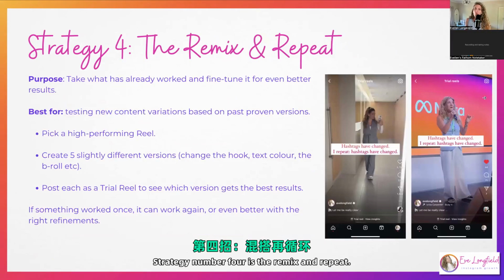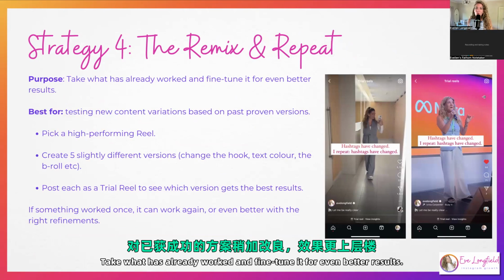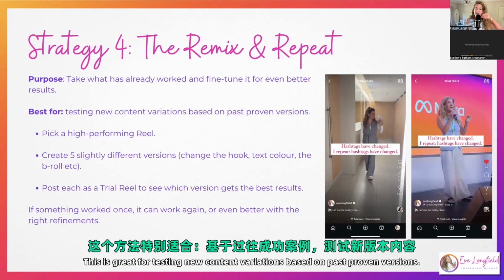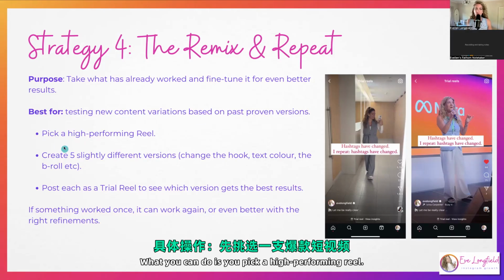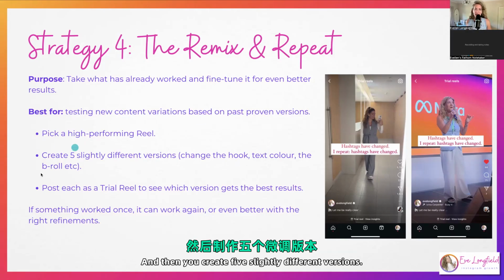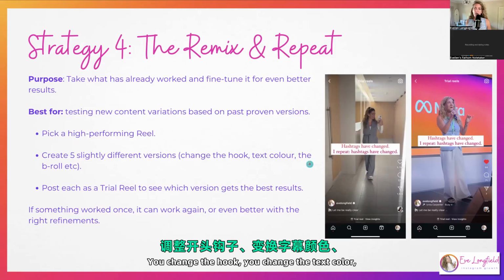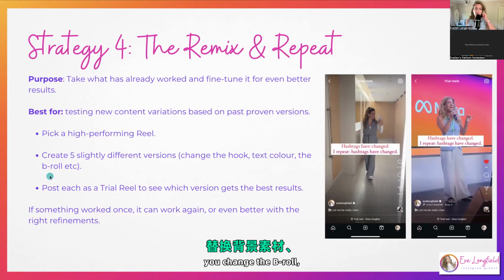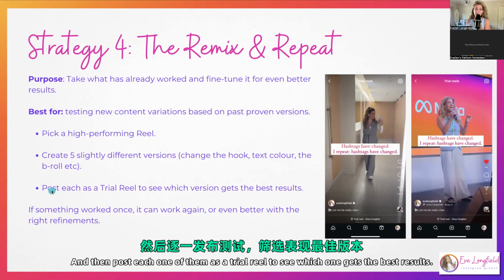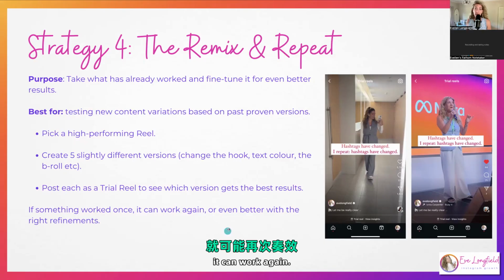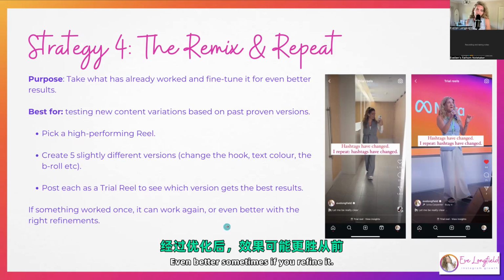Strategy number 4 is the remix and repeat. Take what has already worked and fine tune it for even better results. So, this is great for testing new content variations based on past proven versions. What you can do is pick a high performing reel and then create 5 slightly different versions. You change the hook, you change the text color, you change the B roll, whatever. Just something different, and then post each one of them as a trial reel to see which one gets the best results. Because if something worked once, it can work again, even better sometimes if you refine it.